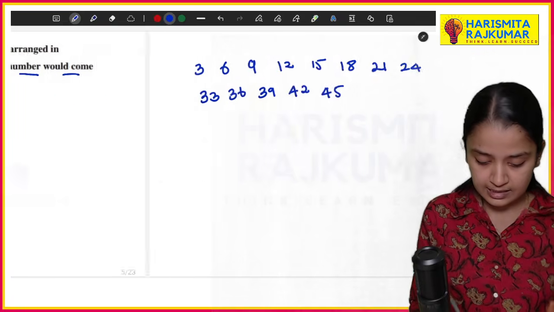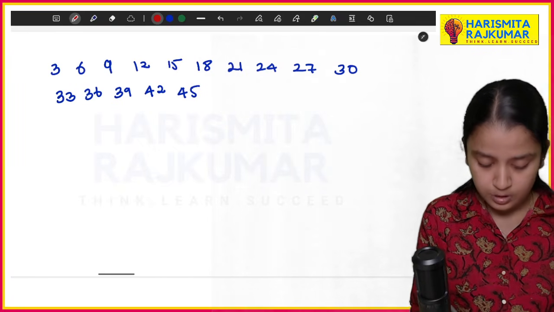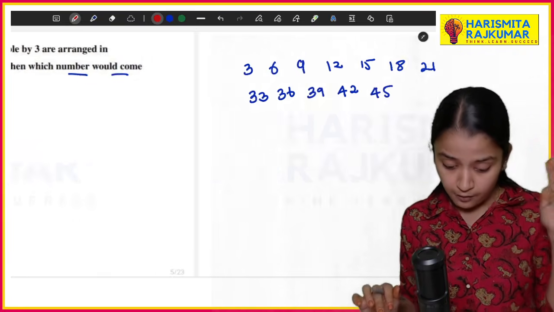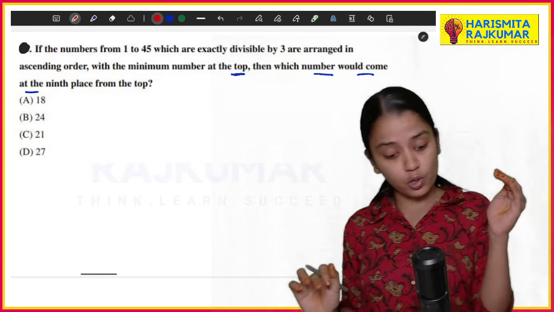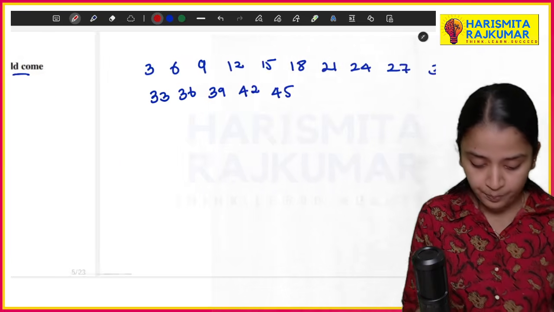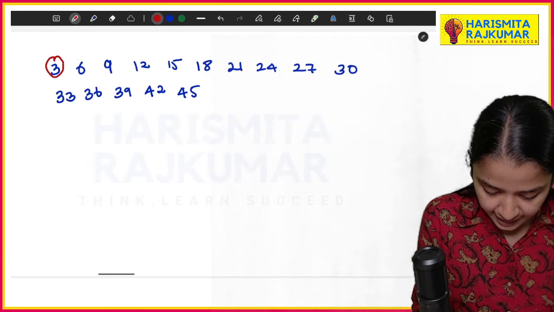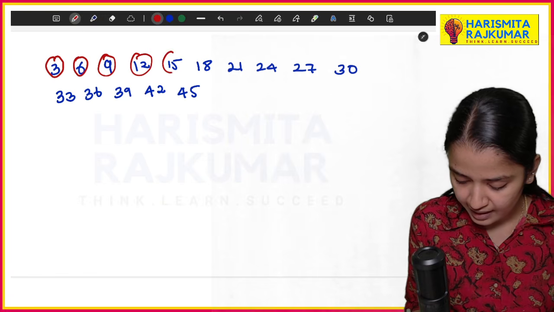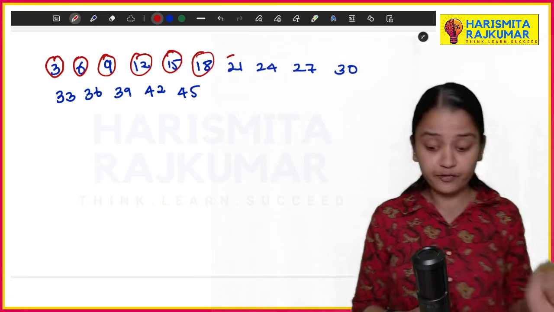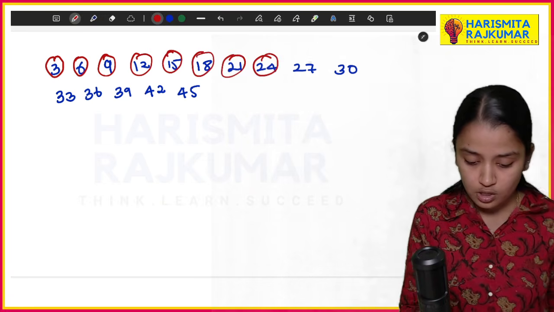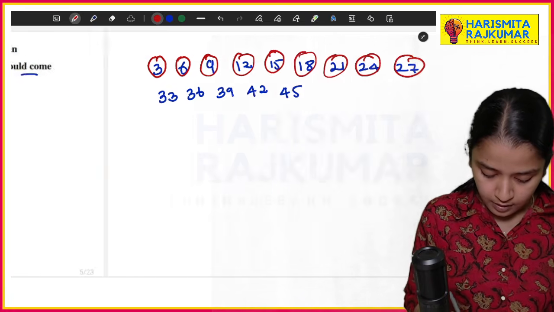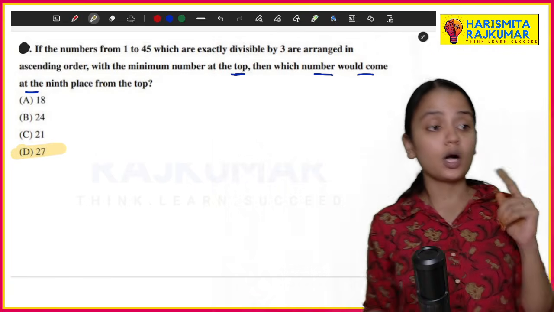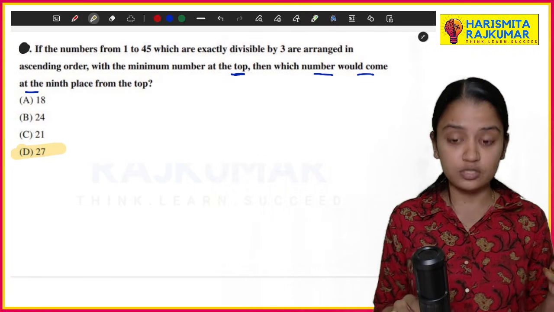Suppose this 3 is the first number. The minimum number should be at the top, and which number would be at the 9th place from the top? So first, second, third, fourth, fifth, sixth, seventh, 8th and 9th. So your final answer will be 27. So that will be your ninth number.